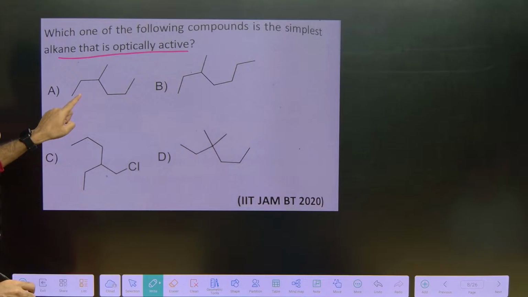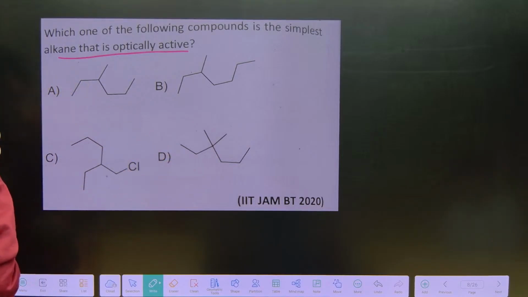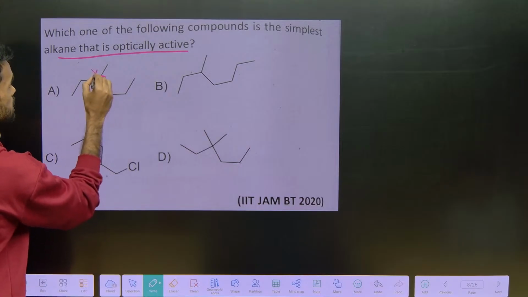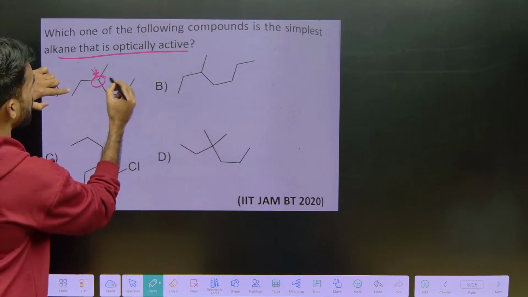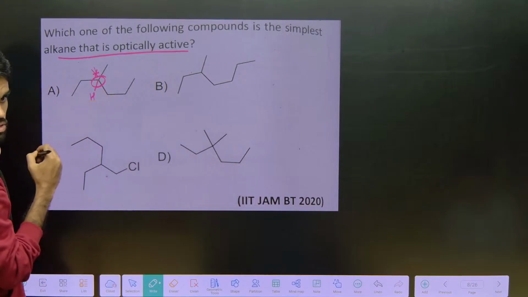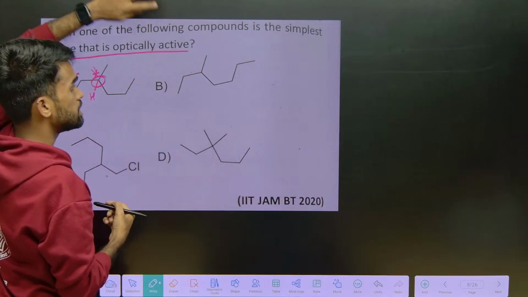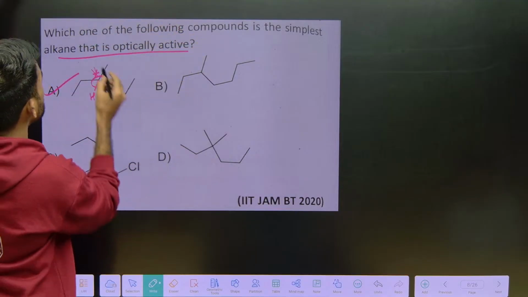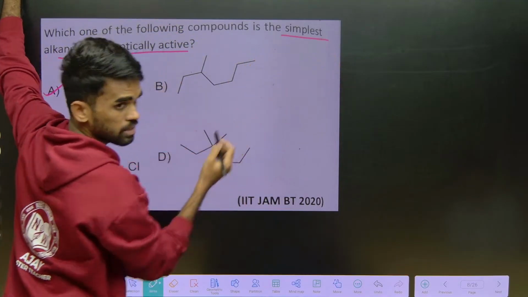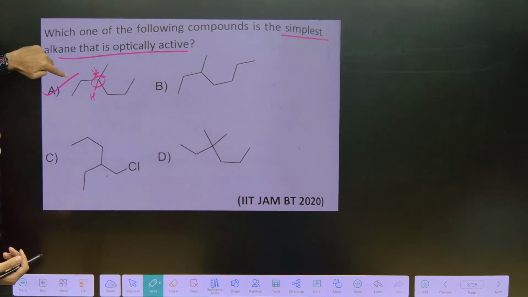Look at the first compound. This has a chiral center here. This is ethyl, propyl, methyl, one hydrogen. So it is a chiral carbon, so the first one is optically active. Go for the next. This is also optically active. But in the question they are asking for the simplest. Simplest one means the first one only, no?